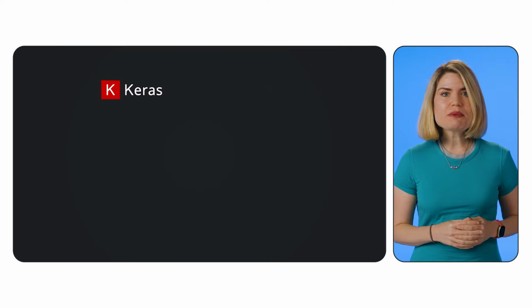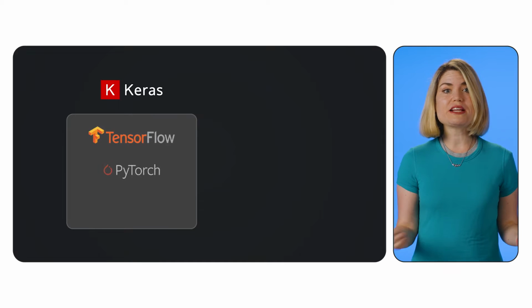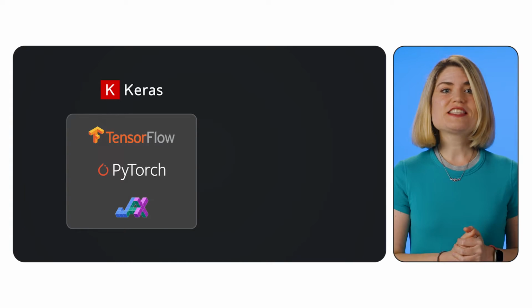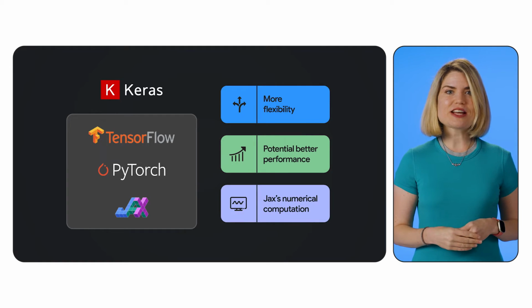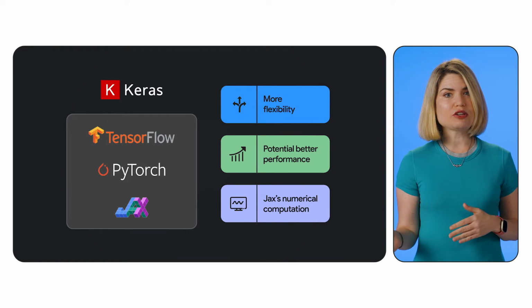Hey everyone, welcome back. Today, we're going to take a look at the exciting world of multi-backend Keras and how to migrate your existing code to leverage the power of JAX. Multi-backend Keras lets you run your models on different backends like TensorFlow, PyTorch, and of course JAX. This means more flexibility, potentially better performance, and access to JAX's amazing capabilities for numerical computation.